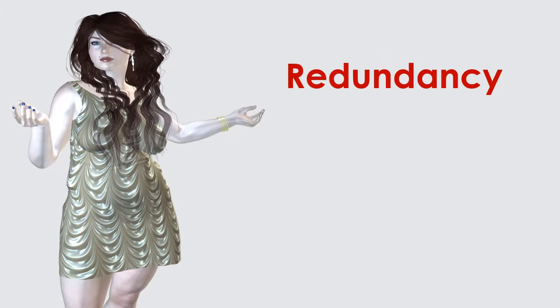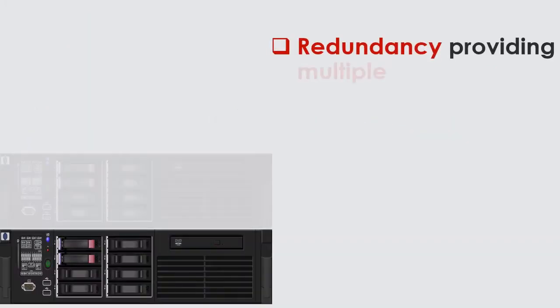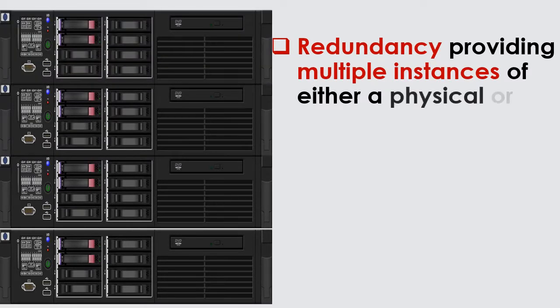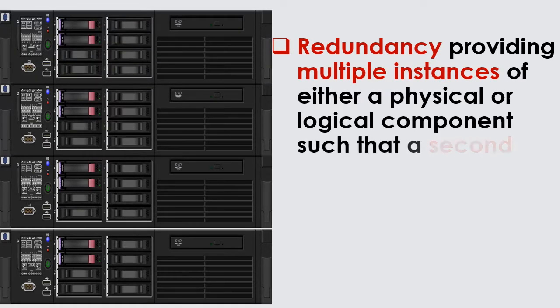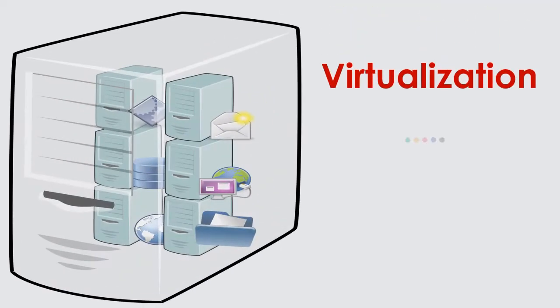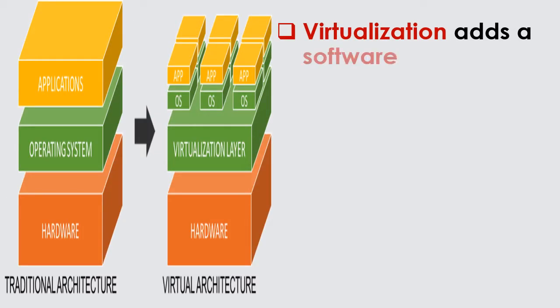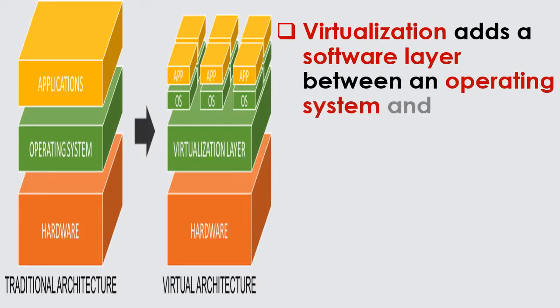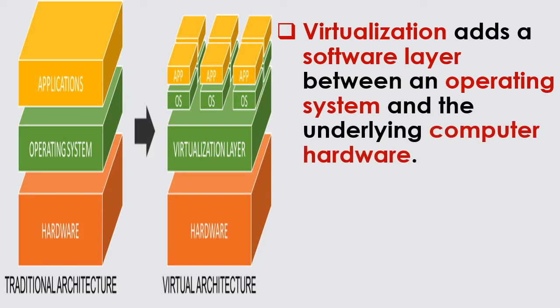Redundancy. Redundancy: providing multiple instances of either a physical or logical component such that a second component is available if the first fails. Virtualization. Virtualization adds a software layer between an operating system and the underlying computer hardware.